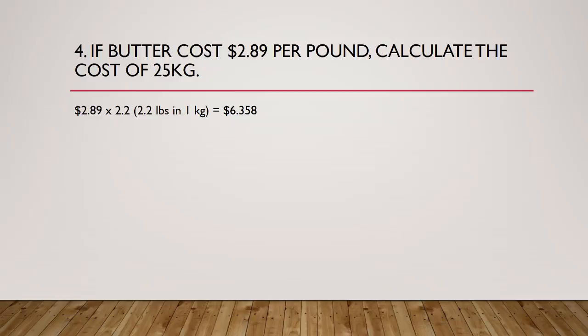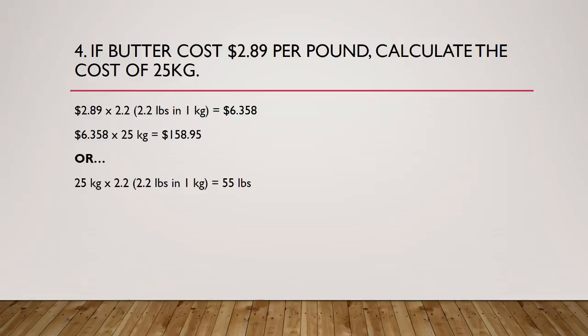And since there are 2.2 pounds in a kilogram, we'll take the price of $2.89 and multiply it by 2.2, and that will give us $6.358, which is now the price for 1 kilogram. We take the per kilogram price, and now we can multiply it by the kilograms we want, 25 kilograms, and we get $158.95.